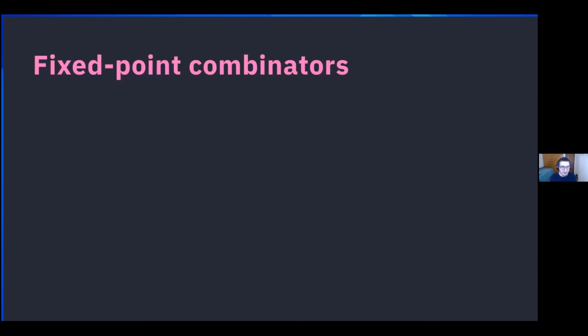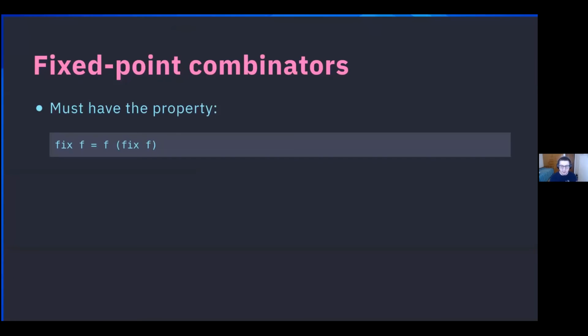And that's where fixed point combinators come into play. I'm not going that deep into fixed point combinators, but I think it's a good thing to mention here. Fixed point combinators are this special combinator, or function, that has this property: when I apply that function to some input f, it is the same as applying f to that same thing.